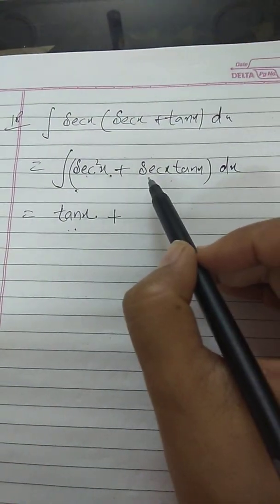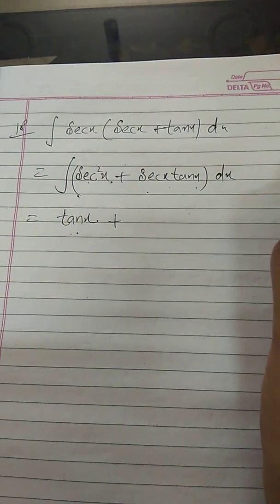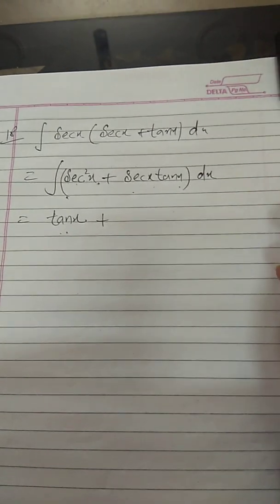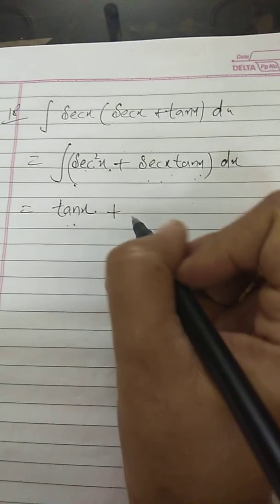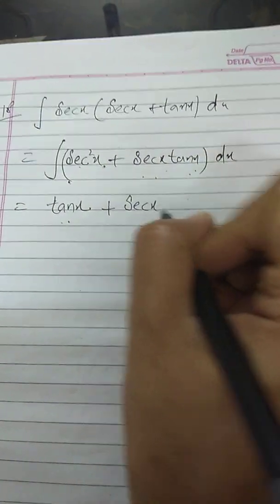for which function we have the derivative of secant x tan x? It is secant x, because we know the derivative of secant x is secant x tan x, so the integral of secant x tan x is secant x and plus constant of integration.